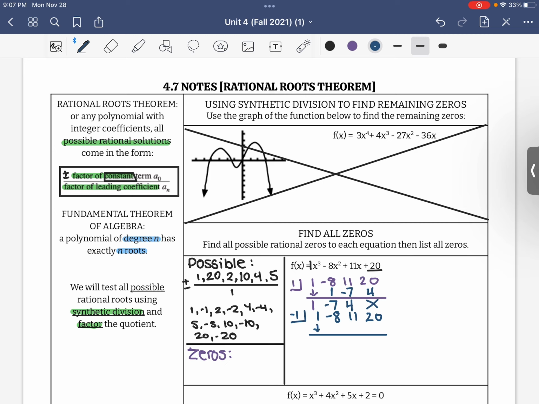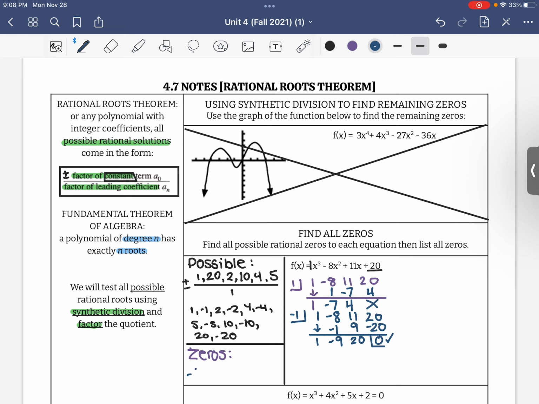Drop the first one down. 1 times negative 1 is negative 1. Add that to the negative 8, you get negative 9. Multiply that by the negative 1, you get positive 9. Add that to the 11 and you get 20. Thank goodness, because multiply that by the negative 1, you get negative 20, and we get the 0 that we wanted. So that is one of the zeros.